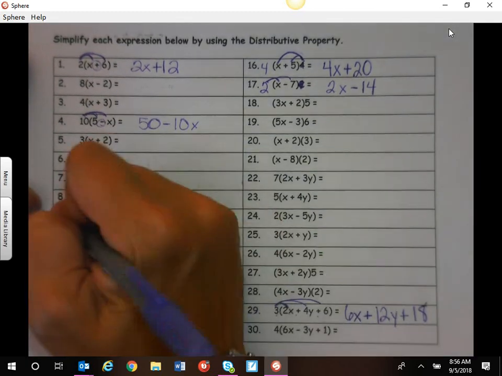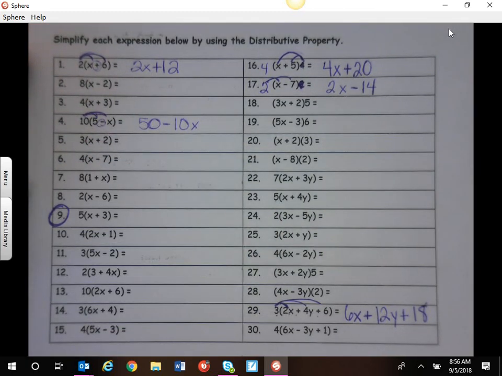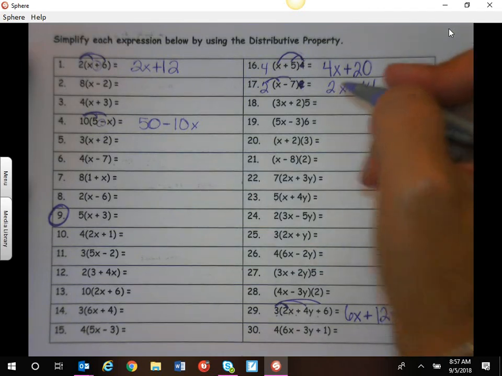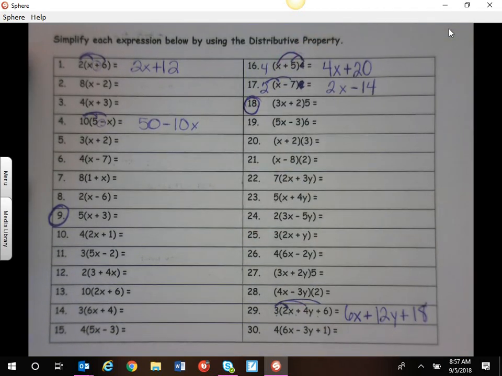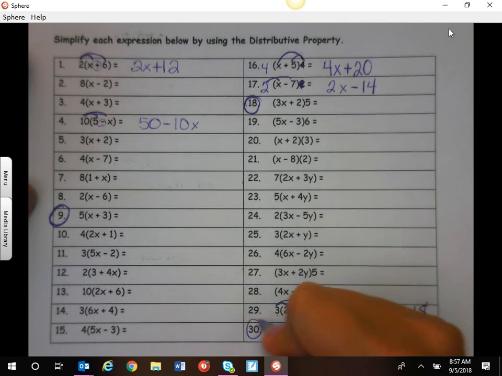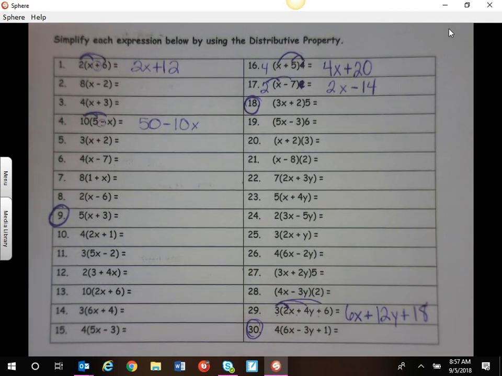So here are the ones I would like you to try and put on the Google form. I would like you to try number 9. I would like you to try number 18. And I would like you to try number 30. And then put those answers on the Google form. That way we can see how you're doing. We're going to do some more practice with this when you come to class tomorrow.